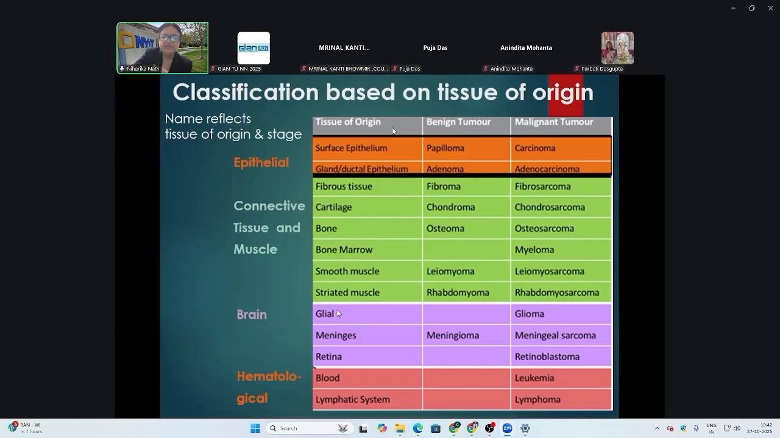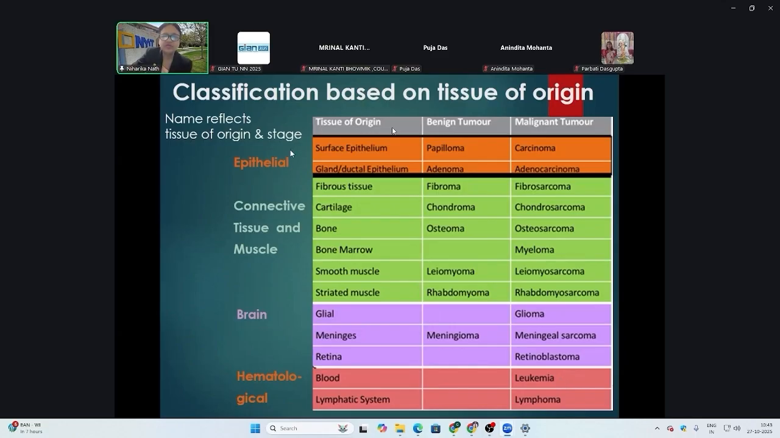The word glial refers to brain. Glial cells, and I'll show you a diagram later on, give rise to brain cancer. So brain cancers will be glioma, meningeal sarcoma, or meningioma if it's just benign, and retina, and I'll talk about retina and retinoblastoma. These are brain, central nervous system related. The other one is blood and lymphatic system, blood cancers: leukemia, lymphoma. These are all blood cancers, so hematological cancers. Lymphoma is from the lymphatic system, and leukemia is in the lymphocytes in the blood.